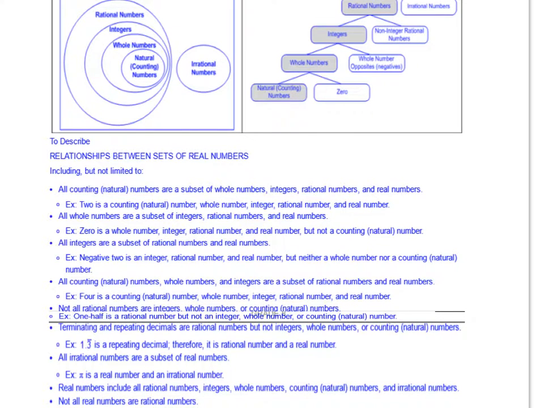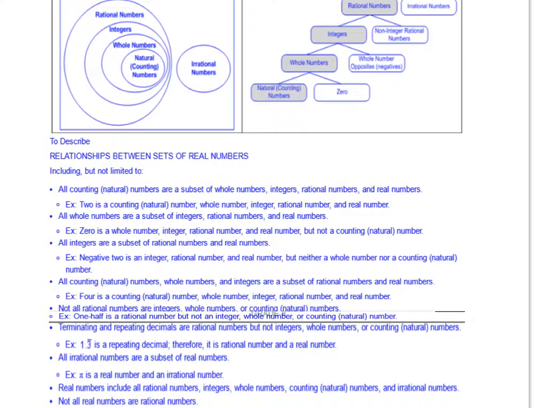The next subset are integers. All integers are a subset of rational numbers and real numbers. Okay? Example, -2 is an integer, -2 is rational, -2 is real, but neither a whole number nor a counting number. So -2 is not whole, and -2 is not counting.